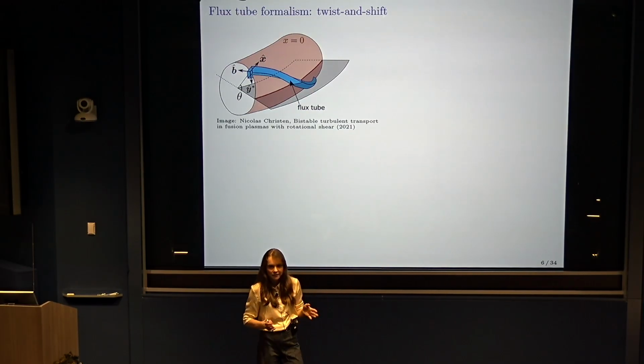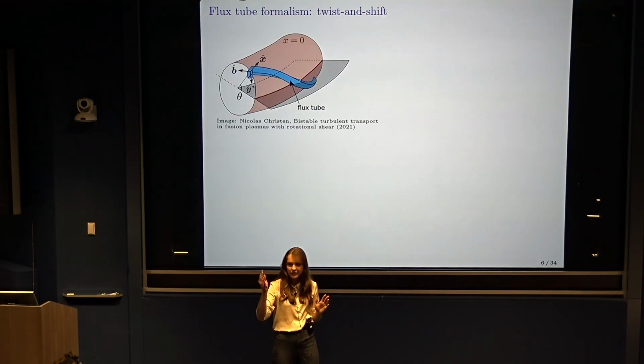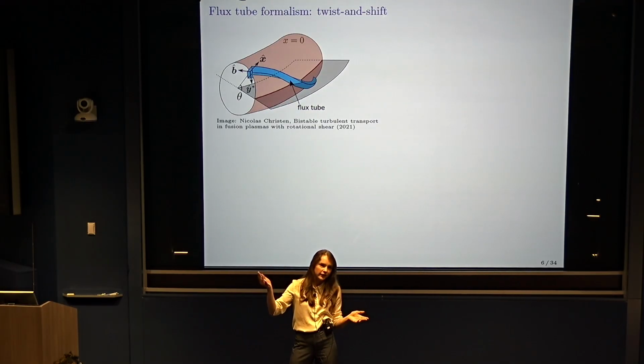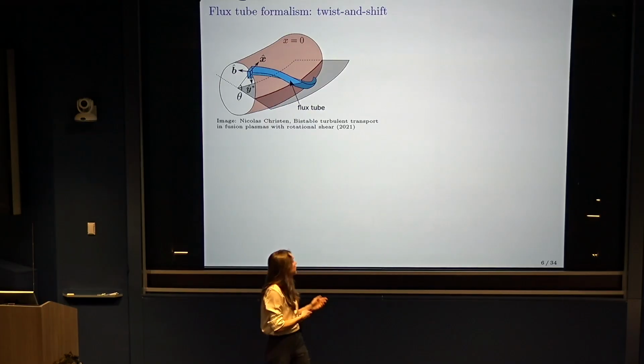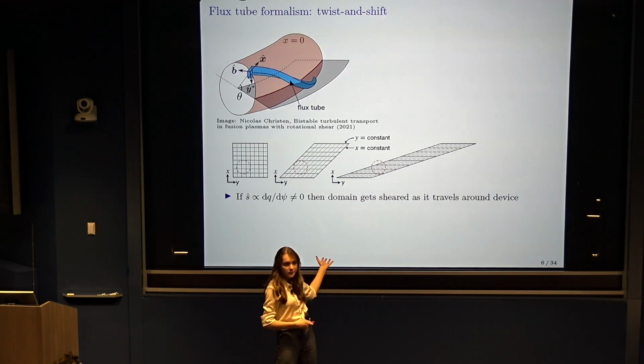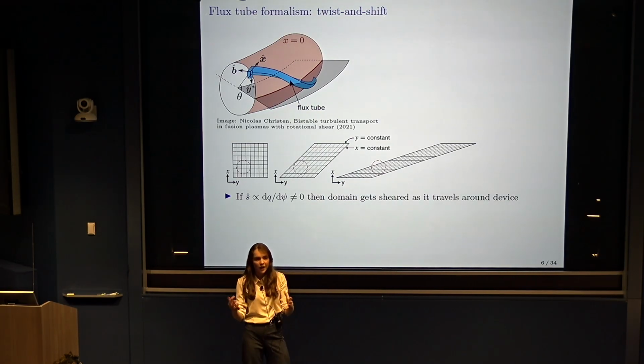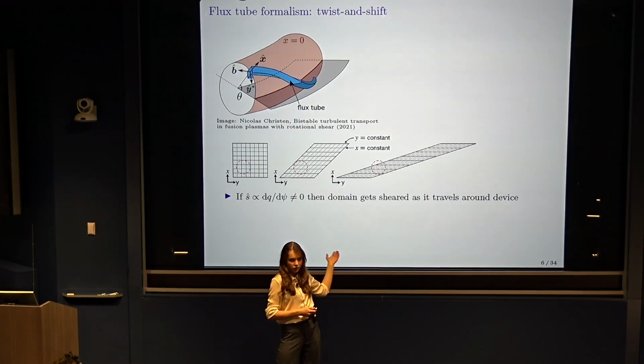However, if I have some magnetic shear such that the pitch of the outer flux surface is greater, for example, than the pitch of the inner flux surface, you can imagine as I'm going around, the outer ones are going to move relative to the inner ones. And so what happens to my box is the following. It gets sheared. Okay? So as I move around my device, if I have some magnetic shear in there, the box itself gets sheared.